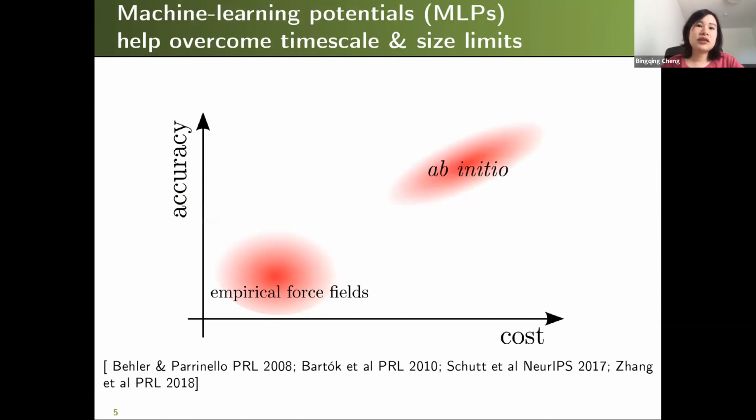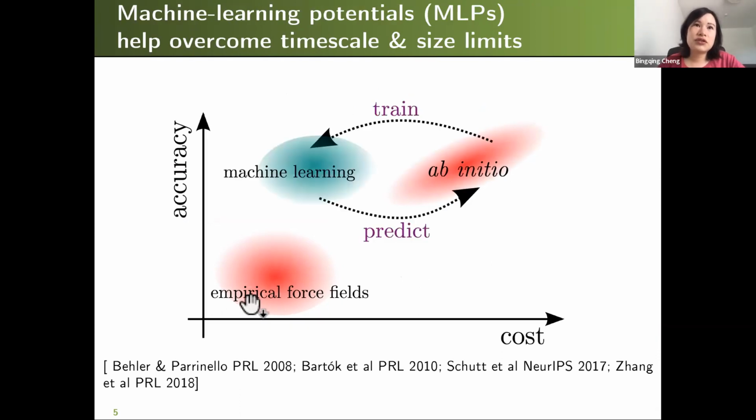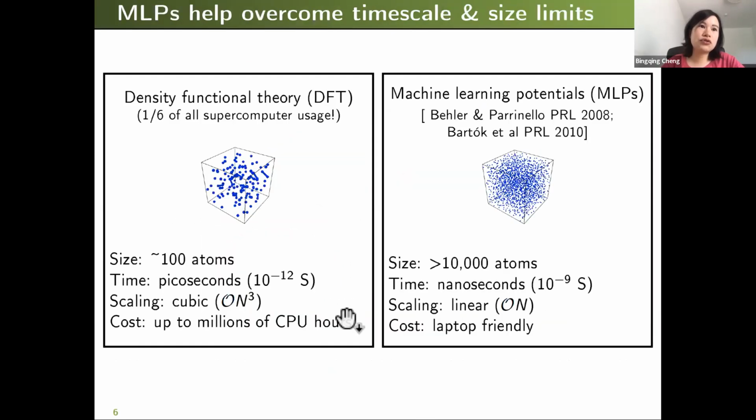Now, this is where the machine learning potential comes to the rescue, which was pioneered by Behler and Parrinello, and also by another work from Albert Bartók and Gábor Csányi and co-workers. A machine learning potential is supposed to sit in this magical spot where it has low cost, but also an accuracy that is on par with ab initio methods.